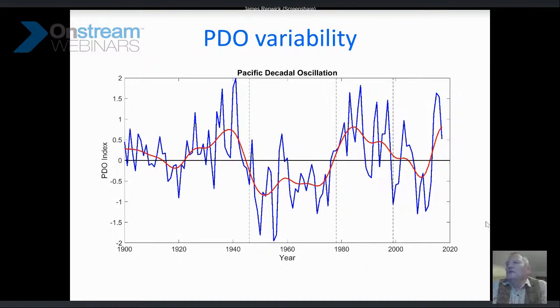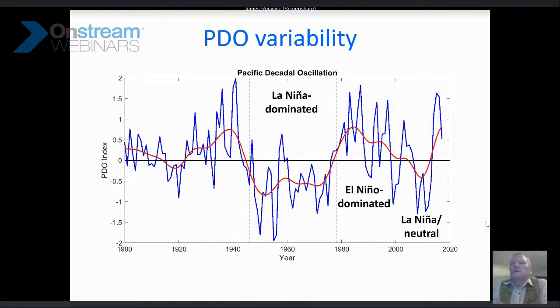bit. So what we've got is we had a La Nina dominated period back in the middle part of the 20th century, then an El Nino dominated period in the last 20 odd years of last century. And in the last 20 years or so, it's been sort of a mix of La Nina conditions or not a lot going on with this oscillation in the Pacific.